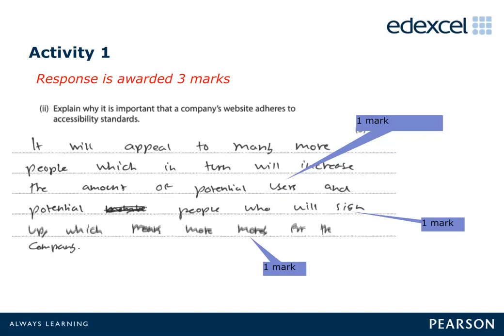Example 1 is awarded 3 marks for 3 linked points against mark point 3 in the mark scheme. Increase the amount of potential users, 1. More people will sign up, 1. Just enough for increased site traffic. Make more money for the company, 1.